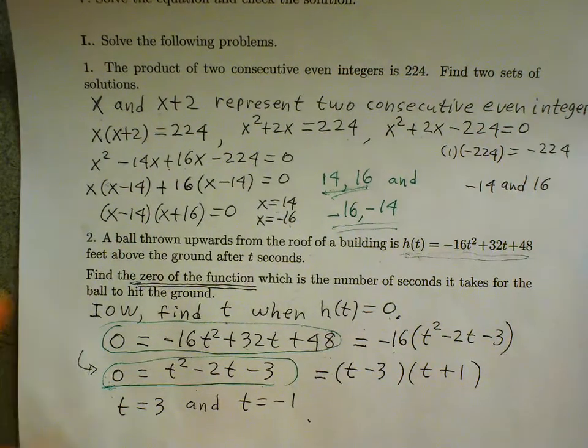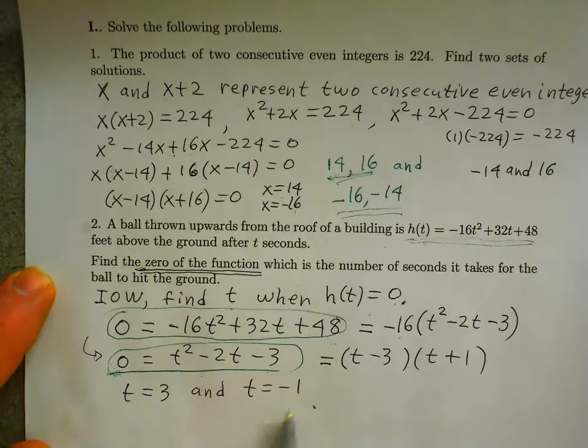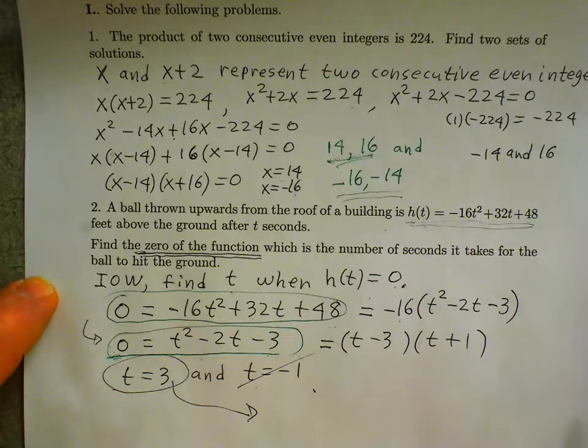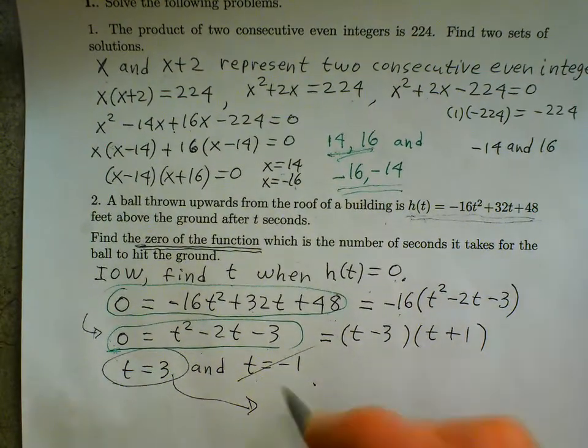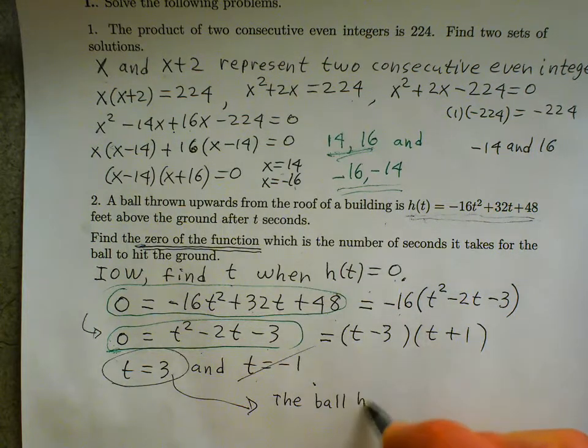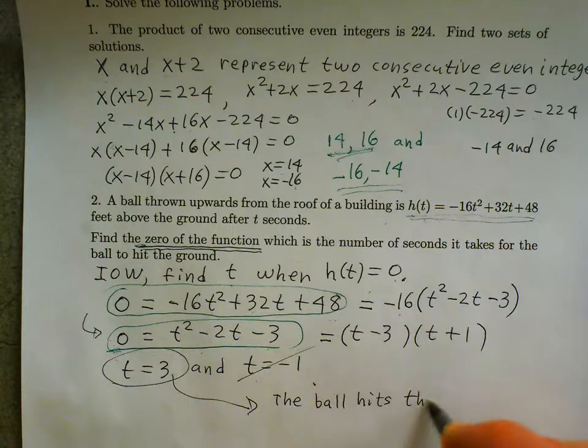But in this particular problem, the negative value for time doesn't make sense. So our answer is t equals 3 seconds. So to summarize the result, we can say the ball hits the ground 3 seconds after being thrown upward.